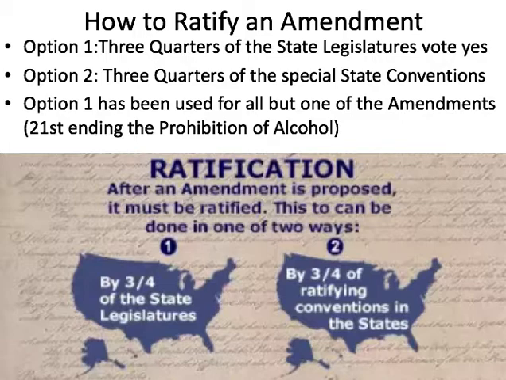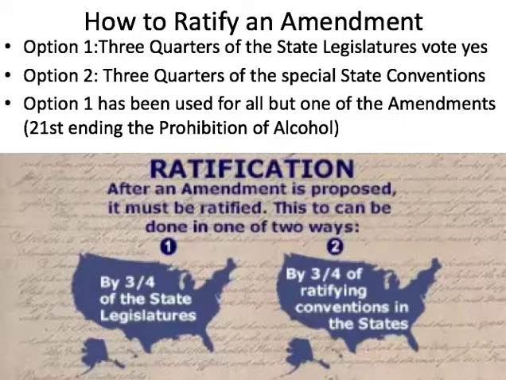Another way for the Constitution to be amended through the states is to call special conventions in 3/4 of the states, for the people to go in those conventions and vote on amending the Constitution. Option 1, state legislatures, has been used for 26 of the 27.